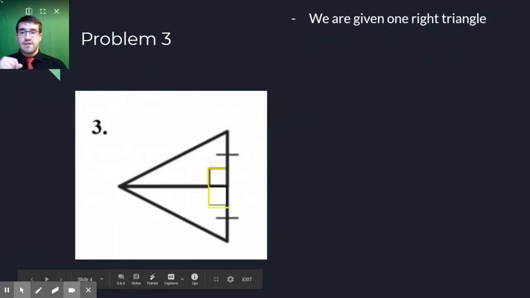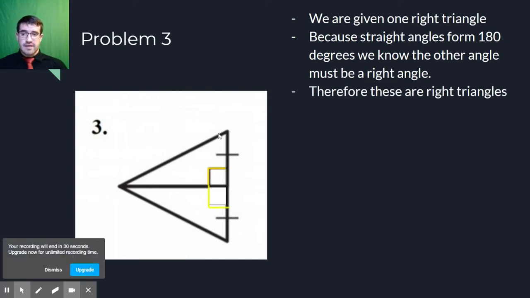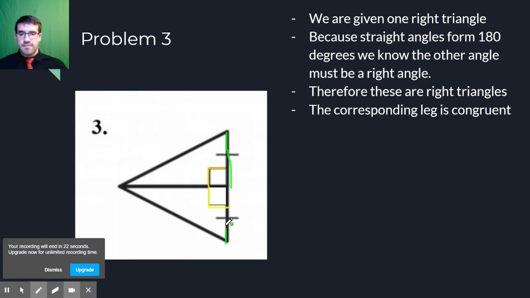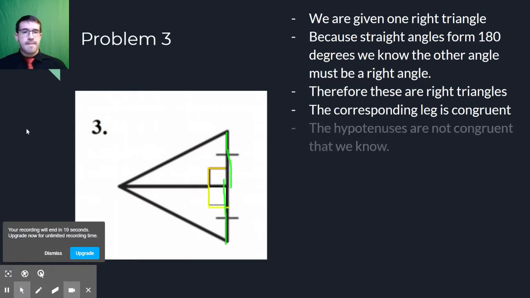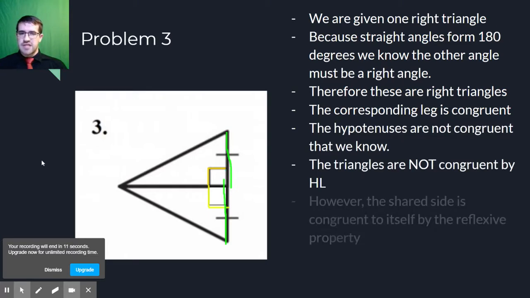So we are given one right triangle, and because straight angles form 180 degrees, we know the other angle must be a right angle. So because we have right angles, we're going to be looking for hypotenuse leg. So because these angles are right angles, these are both right triangles. The corresponding legs are congruent. That's these two legs right here. But the hypotenuses aren't congruent that we know of. So these two triangles are not congruent by HL.